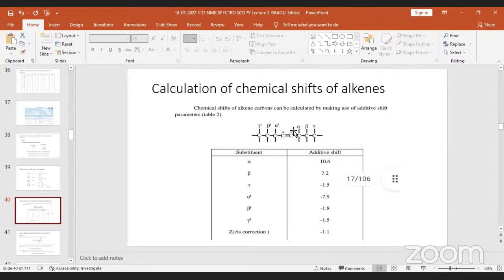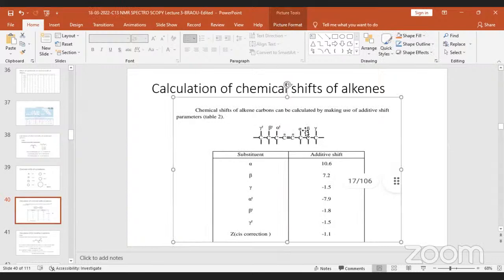And how can you calculate the chemical shifts of alkenes? If you have one double bond, you have 2 carbons, and you need to calculate the chemical shifts of both carbons. Suppose this is the schematic diagram of an alkene. If we are calculating this carbon, it has 1 alpha carbon, 1 beta carbon, 1 gamma carbon. For the other carbon, these will become alpha prime, beta prime, gamma prime. And for this carbon, these are alpha, beta, gamma, and on the other side alpha prime, beta prime, gamma prime.